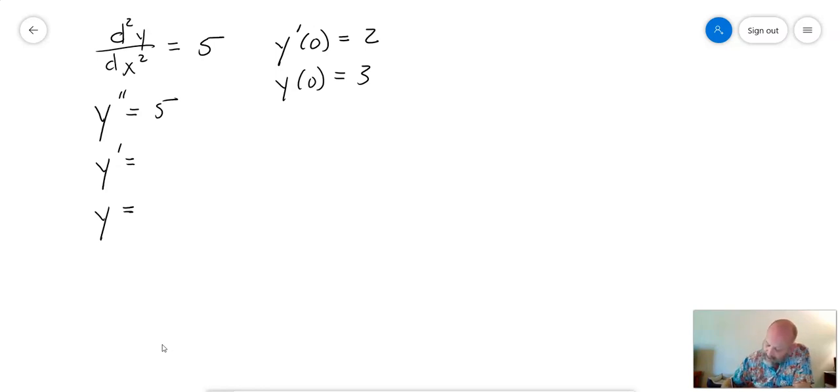If I do a little scratch work over here, the integral of 5 dx is equal to 5x plus a constant. I'm going to call this one C1 because we're going to be generating another constant in the second integration. We'll be able to tell these apart by their subscript. So I have 5x plus C1.